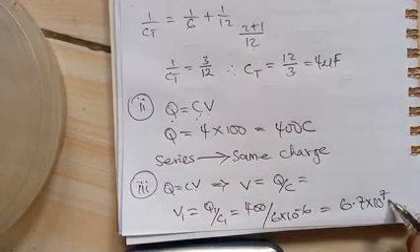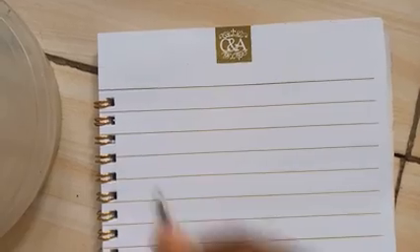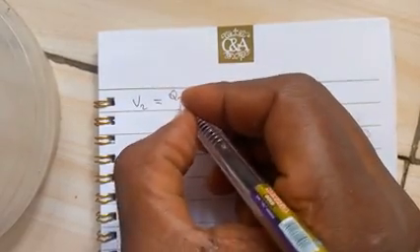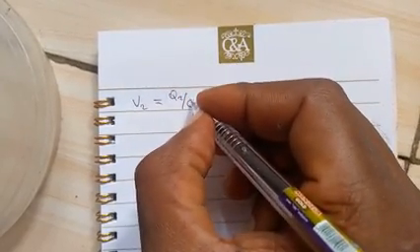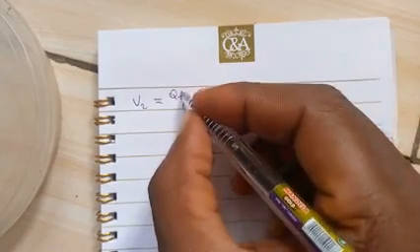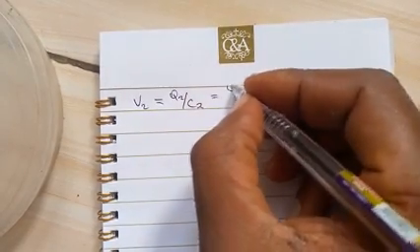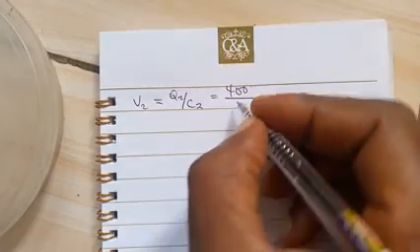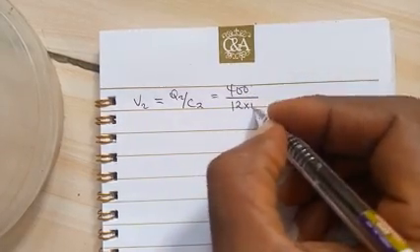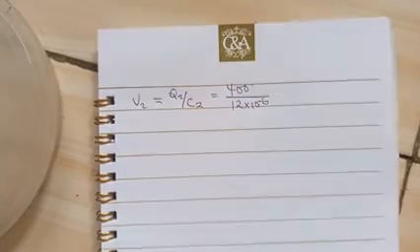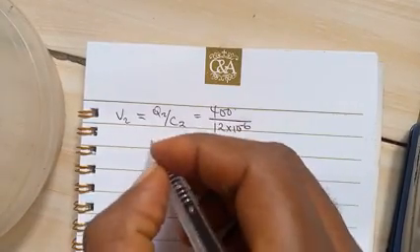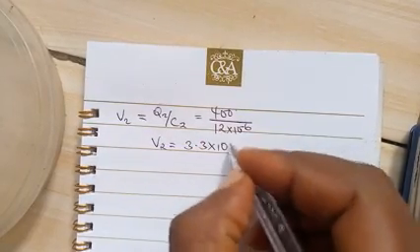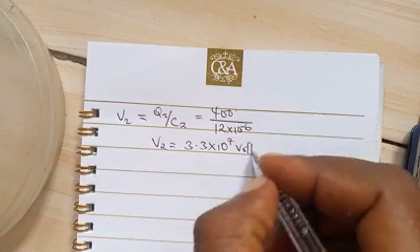So V2 will be Q2 divided by C2. The same charge is what both of them experience, so 400 divided by the second capacitor, which is 12 times 10 raised to power minus 6. If you compute that, you have that V2 is 3.3 times 10 raised to power 7 volts.